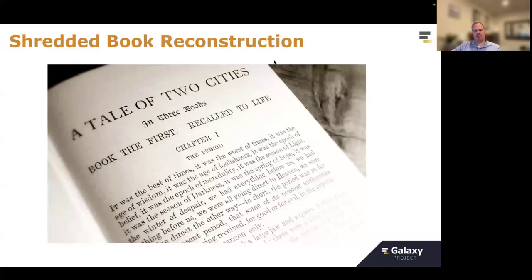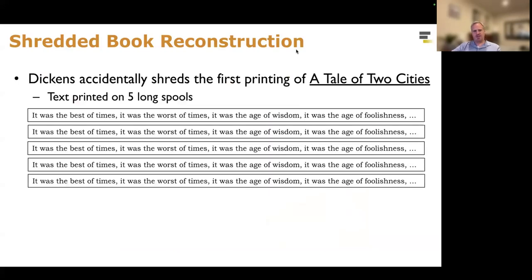So imagine that you're Charles Dickens and you just finished writing A Tale of Two Cities, which begins, it was the best of times, it was the worst of times, it was the age of wisdom, it was the age of foolishness, it was the epoch of belief, it was the epoch of incredulity, the season of light, and on and on and on. So you're Charles Dickens, and you want to make many copies of it and sell it to the world.